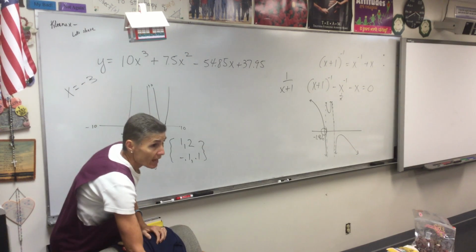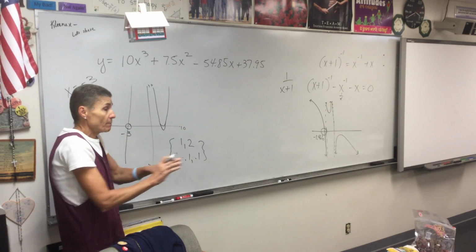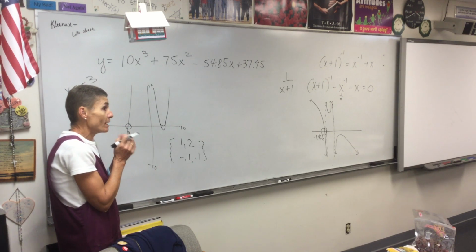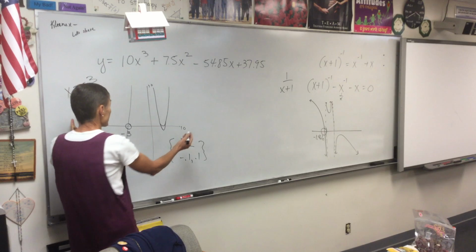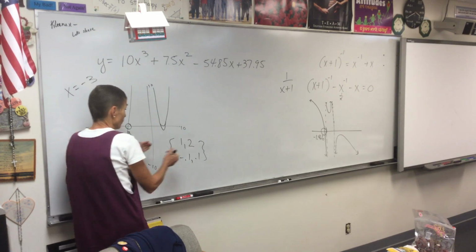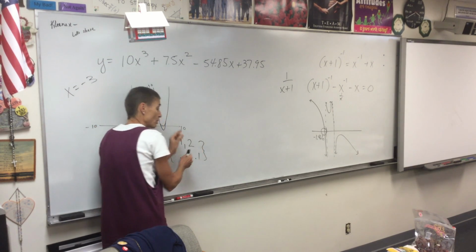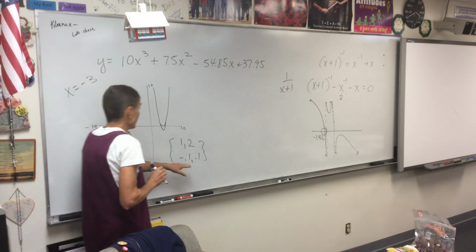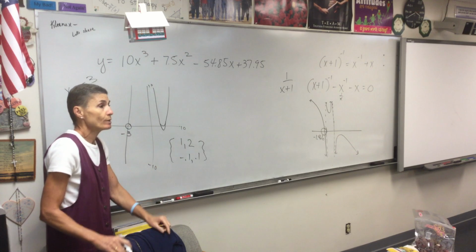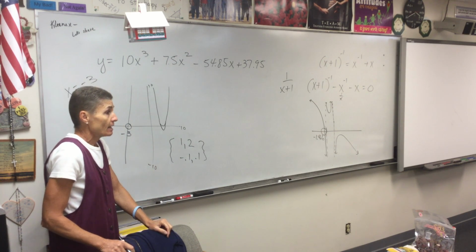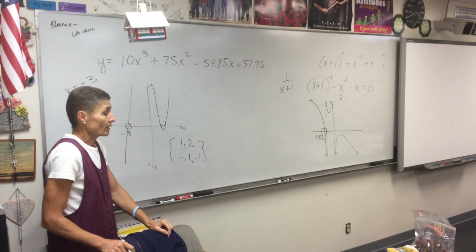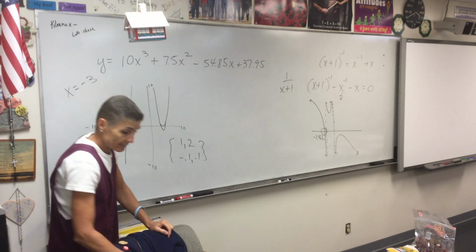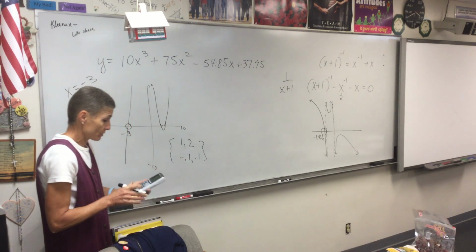And how did I do that? By zooming in on the picture, by making my window much smaller. It started out -10 to 10. Well, I got it down to 1 to 2. So I'm only looking at a little piece of the graph. And now I can see that there are 2 intercepts in there. And I would do second calc to find each of those.